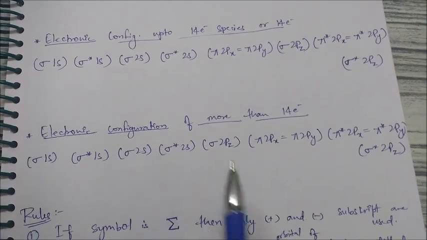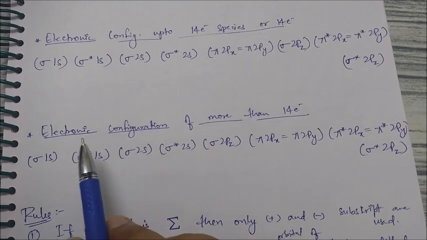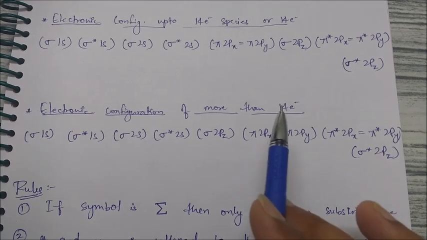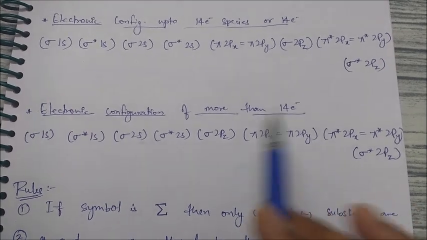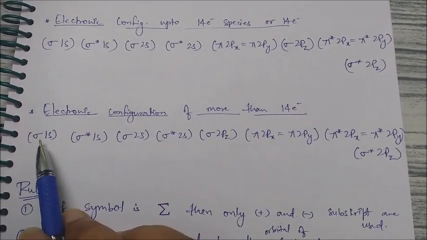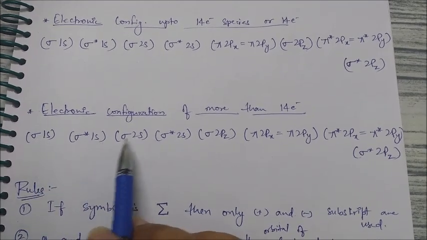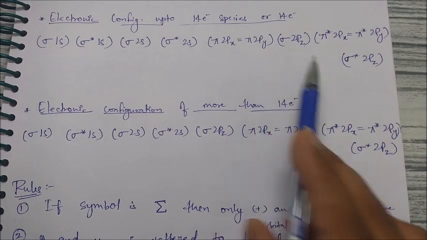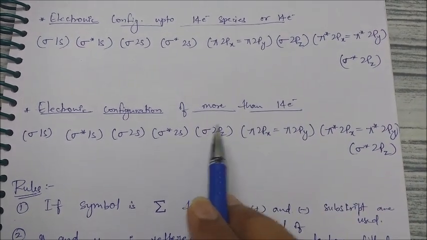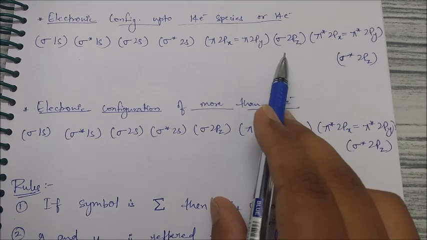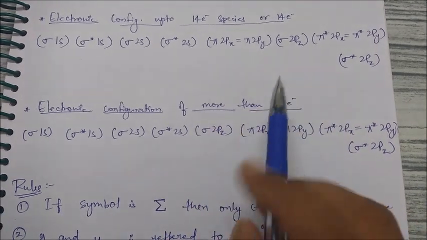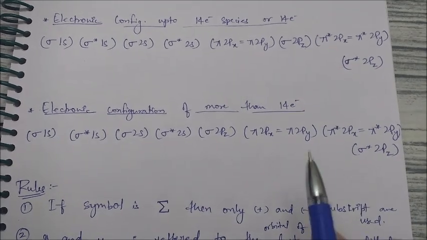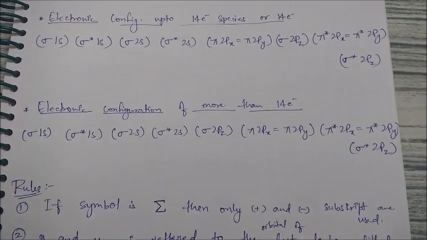Okay, and for molecules having total electrons more than 14, the electronic configuration is sigma 1s, sigma star 1s, sigma 2s, sigma star 2s. What happens here is that sigma 2pz comes forward, and these two are swapped. This will come forward and this will go backward, the rest is the same. So this thing you should know, then only you will be able to do this type of question.